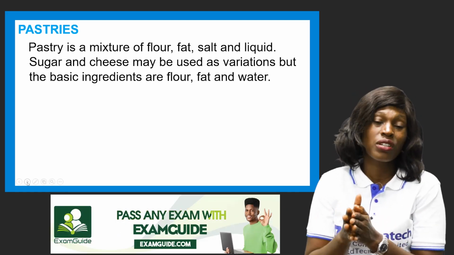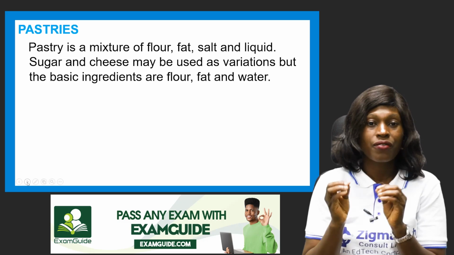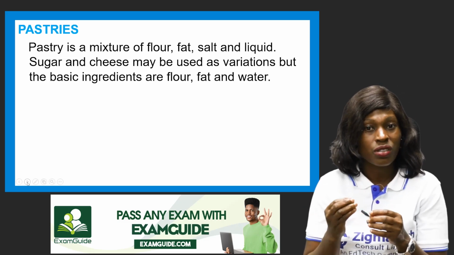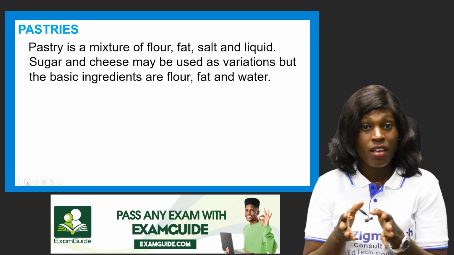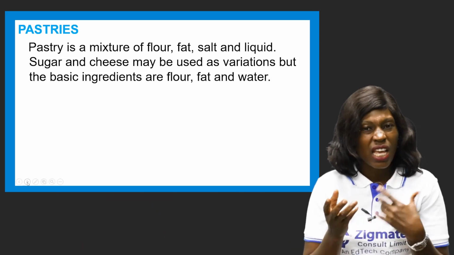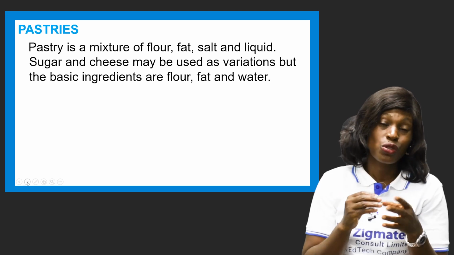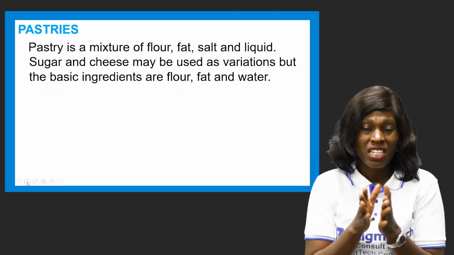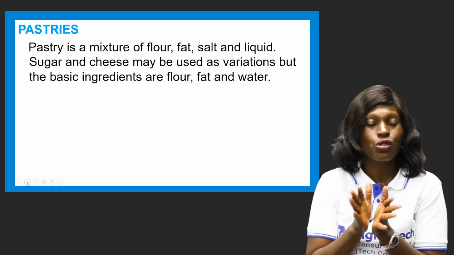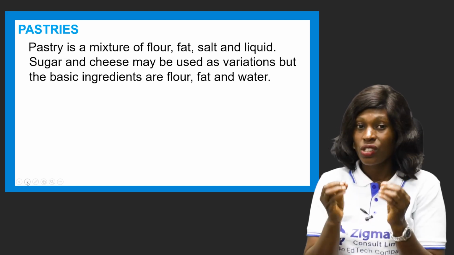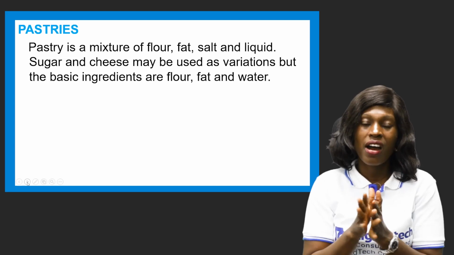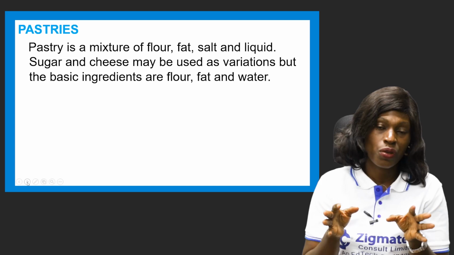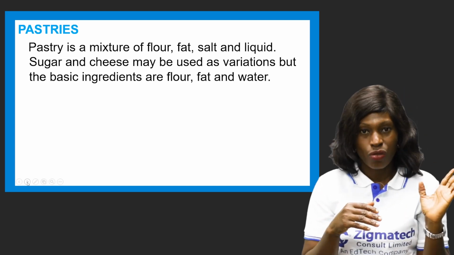The basic ingredients for pastries are just your flour, fat, and water, such as when you're making your meat pie, your sausage roll, your fish roll. You do not need sugar, but in recent developments, people put in a little bit of sugar. They sprinkle a little in it, but basically for pastries, you do not need sugar or cheese. You just need your flour, fat, and your liquid. That is what is referred to as your pastries.